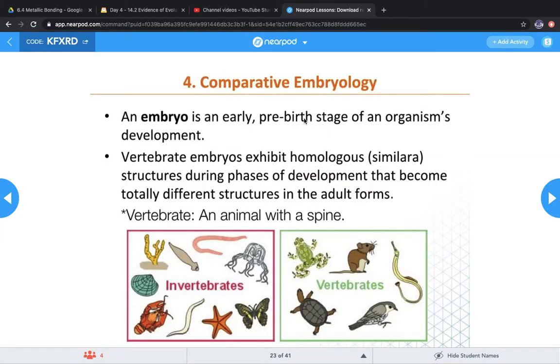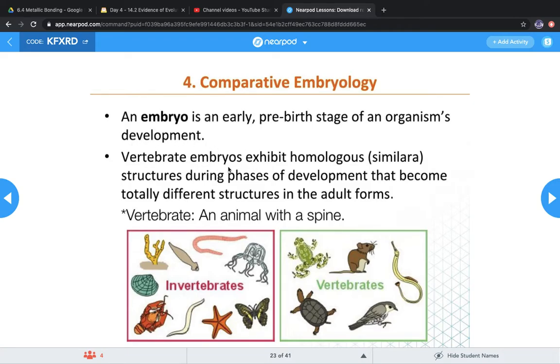All right, so the first thing you guys need to know when we're talking about comparative embryology is what is an embryo? So an embryo is basically the earliest stages of an organism's existence. So basically when you're still growing, when a baby is still growing inside of its mother's womb, it is considered an embryo. It's the pre-birth stage of an organism's development.